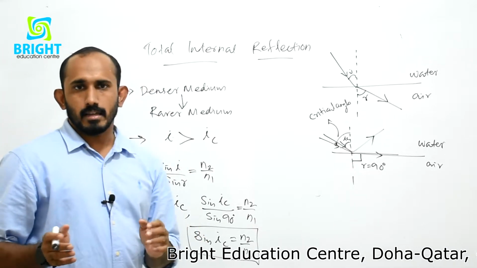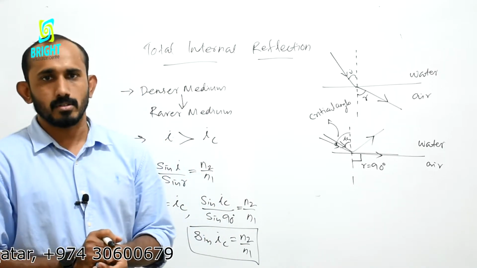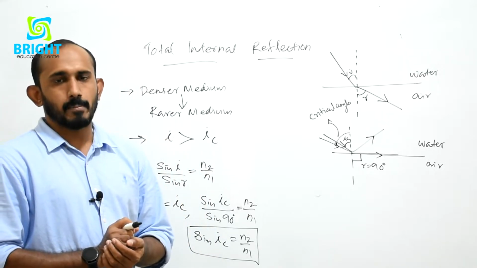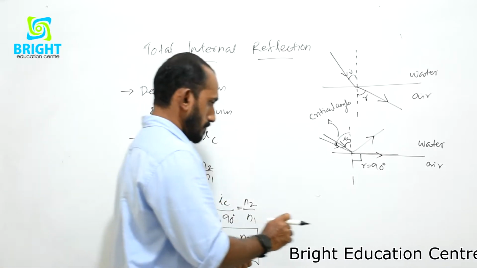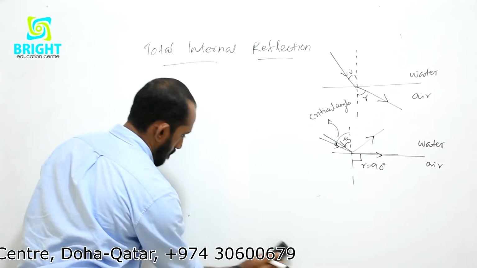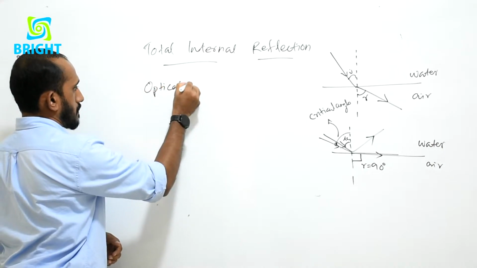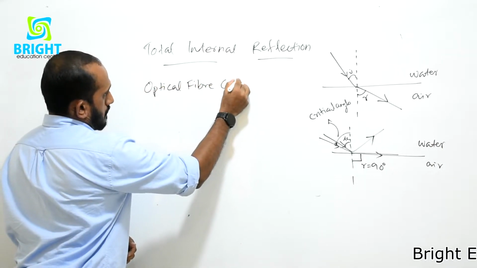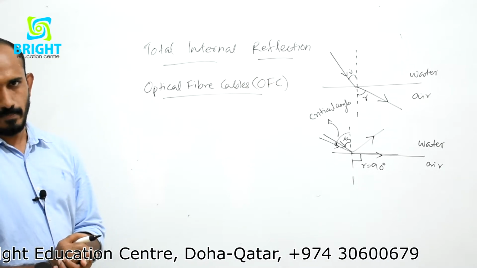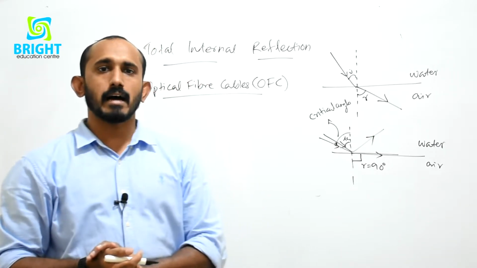Now, in the beginning I mentioned to you that there are three phenomena which happen about total internal reflection. One is optical fiber cables. We can see what happens in optical fiber cables. In short, we call them OFC, optical fiber cables. These cables are mainly made up of glass materials.